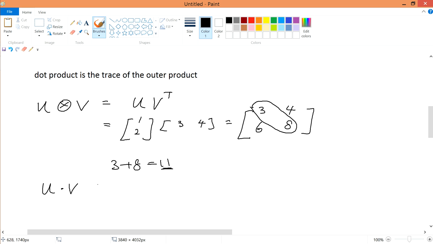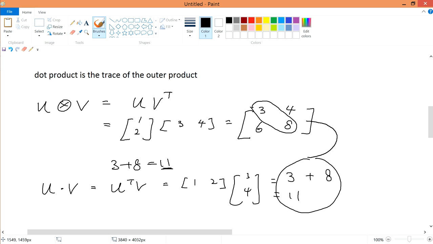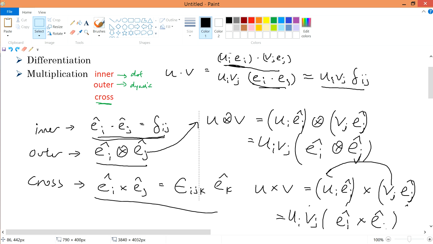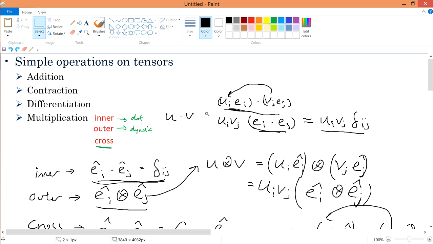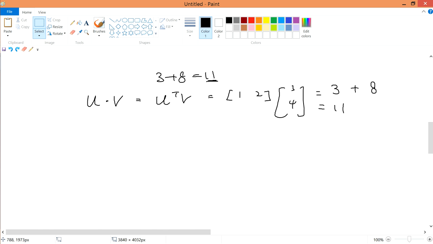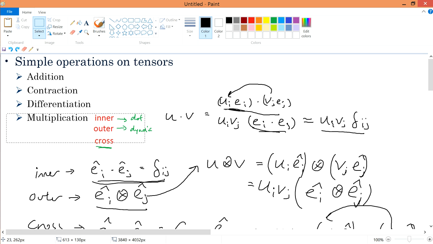To prove it, u dot v equals u transpose v, which in this case is 1, 2 and 3, 4. So I have 1 times 3, which is 3, plus 2 times 4, which is 8. Therefore I have 11. As you can see, the dot product is simply the trace of the dyadic product. I hope this is pretty clear, and that the concept of inner, outer and cross product is straightforward for you, and that everything is operating in terms of the basis vectors e. As you can see, all is e's. I hope this is a good summary of all the multiplications of tensors. In the next video, we'll talk about operators on tensors. See you there.